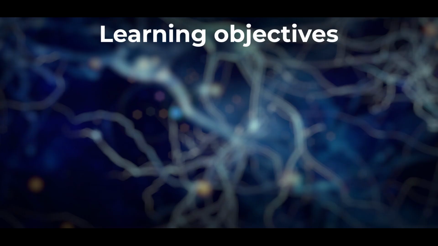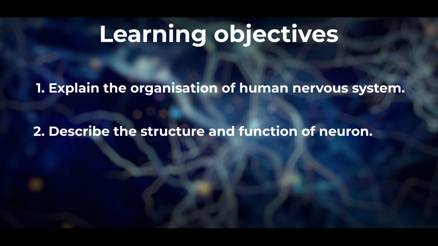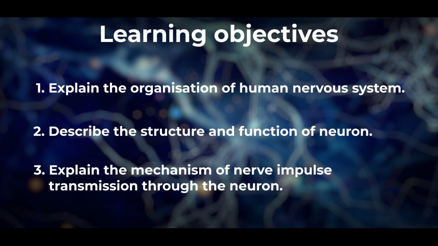Before we directly move into the transmission of nerve impulse, first we have to learn a little bit about the organization of the human nervous system as well as the structure of the neuron. Now let's proceed with our lesson. The learning objectives for today's lesson are: towards the end of this lesson, you may be able to explain the organization of the human nervous system, explain the structure and function of the neuron, as well as explain the mechanism of nerve impulse transmission through the neuron.